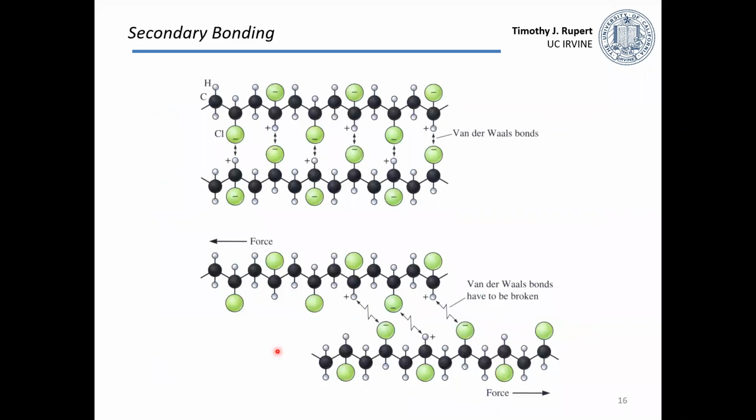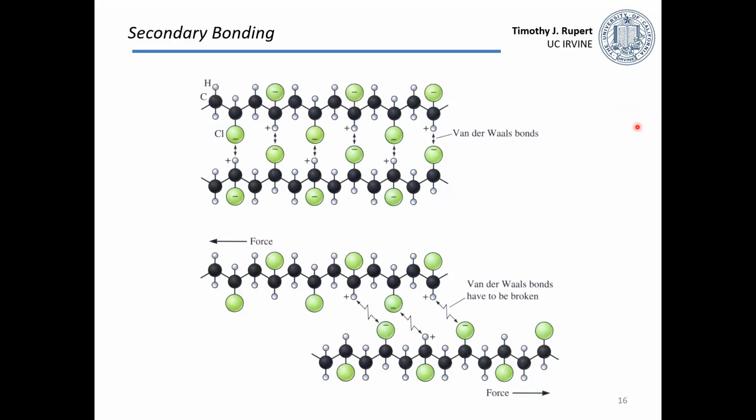Finally, we can also have secondary bonding. In this example, it's showing a polymer chain. Here you have a carbon backbone. There are hydrogen atoms coming off, and every once in a while there's a chlorine atom. Within this chain, we're going to have a covalent type of bond between, for example, the carbon and the hydrogen.